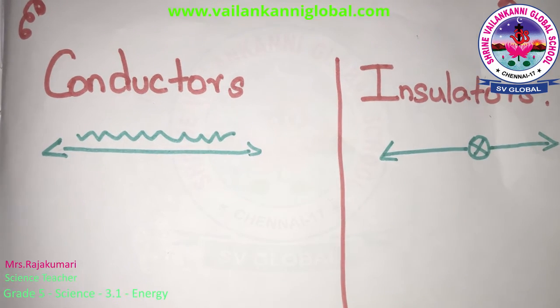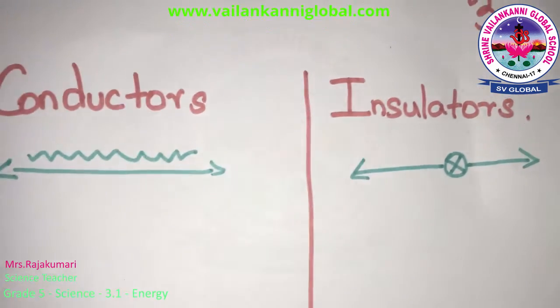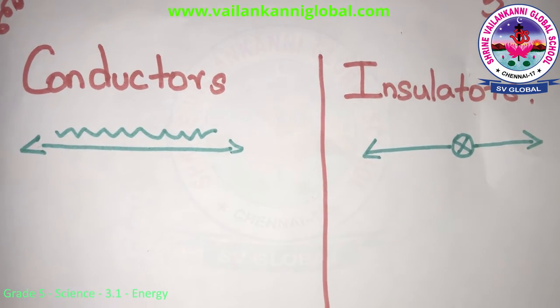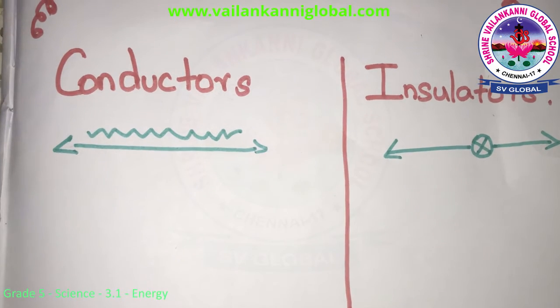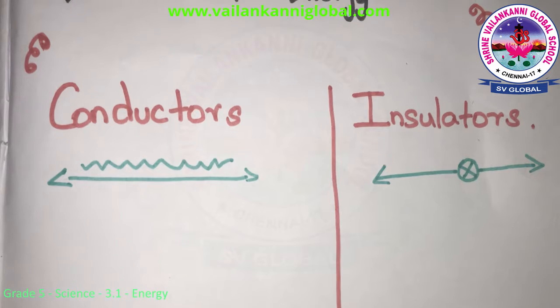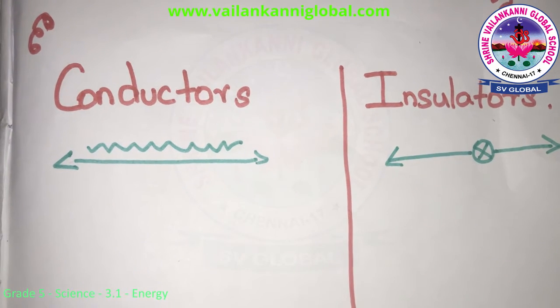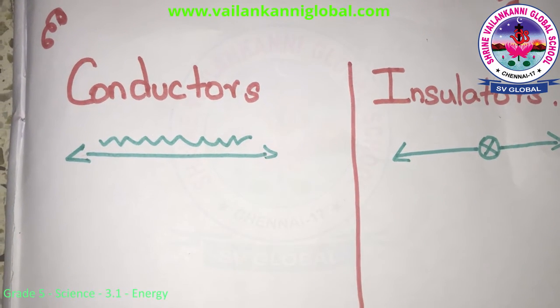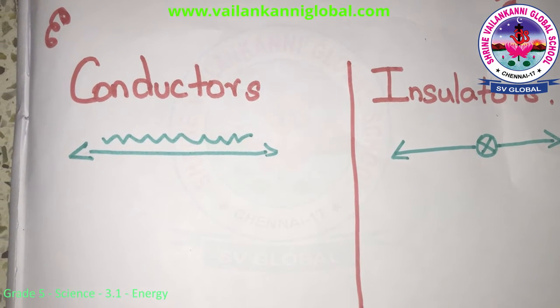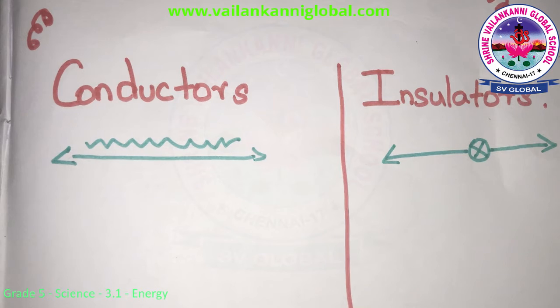So in the previous video we saw about energy and types of energy, that is electrical energy and thermal energy. Now we are going to see about conductors and insulators. So what are conductors and insulators? Materials that conduct heat or electricity are known as conductors. Materials that do not conduct heat or electricity are known as insulators.